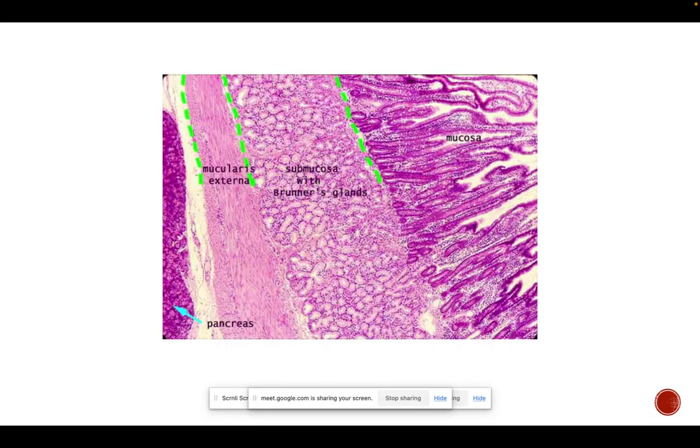So here in this slide, we can see the presence of Brunner's gland. These are the glands of duodenum. Brunner's glands help in the secretion of bicarbonate ions and the mucus. They neutralize the excess acidic content from the stomach.